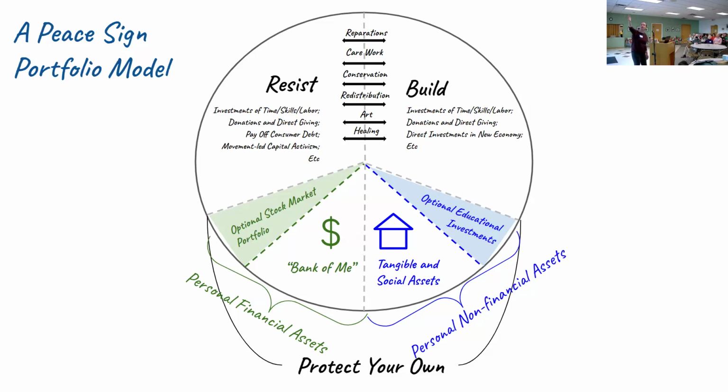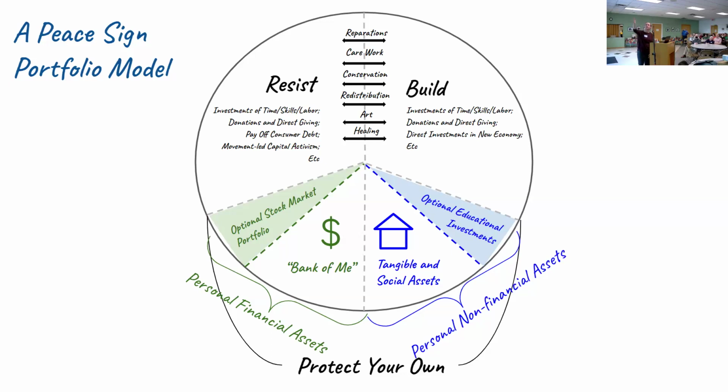So some of the things that I have up here are ideas of things that I think really cross the boundary. I have arrows across the boundary of resist and build for things like reparations work, care work, conservation work, redistribution, arts, healing, stuff like that. And again, what these things mean to all of us in our lives are going to be really different based on our circumstances and positionality and how personally we think about these things in our own lives.